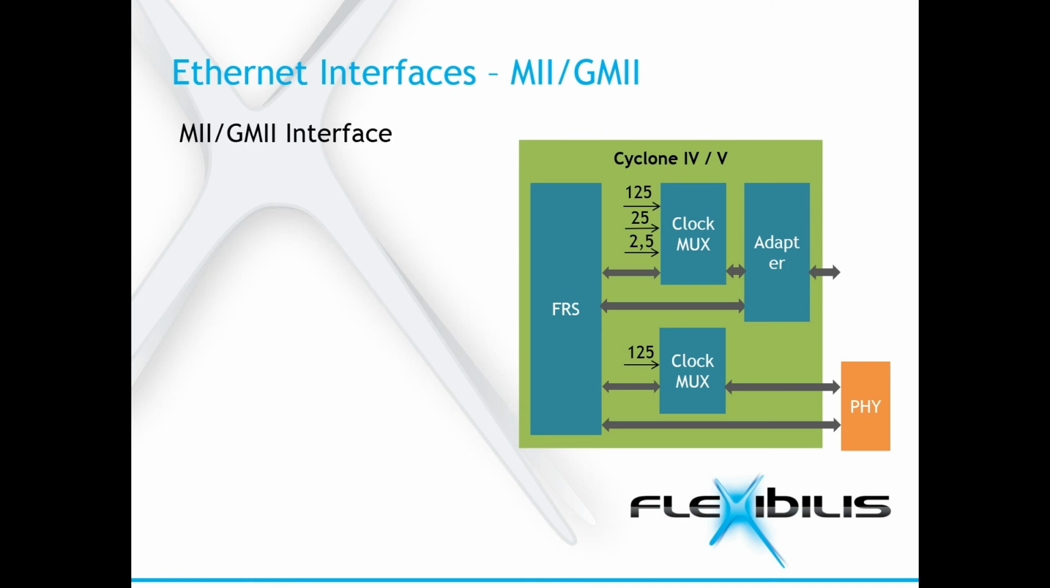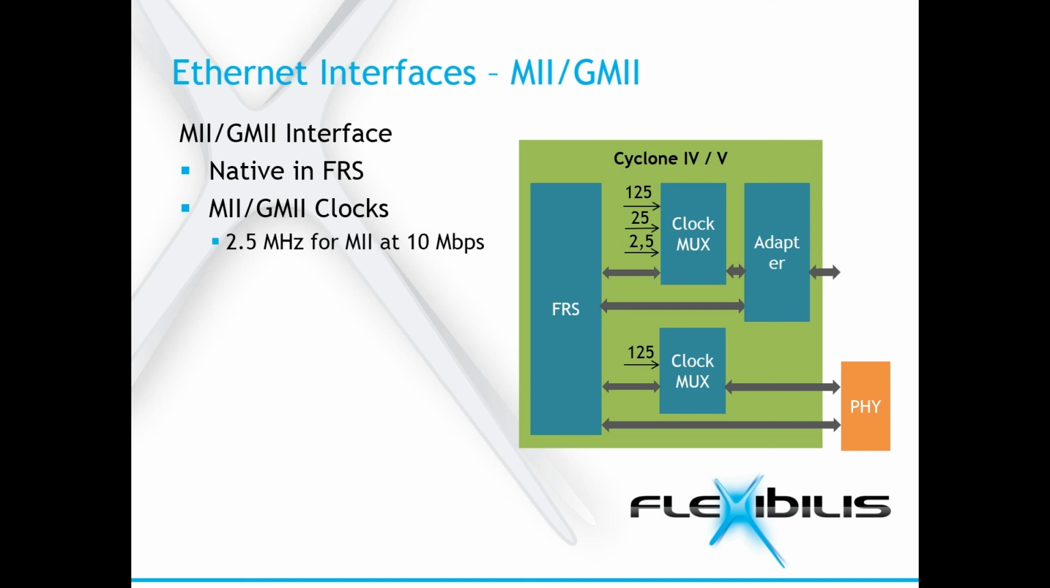MII and GMII interfaces are native in FRS, and the MII and GMII for a port share the same interface signals. A different clock speed is used for all three speed options: 2.5 MHz for MII at 10 megabits per second, 25 MHz for MII at 100 megabits per second, and 125 MHz for GMII at 1 gigabit per second.